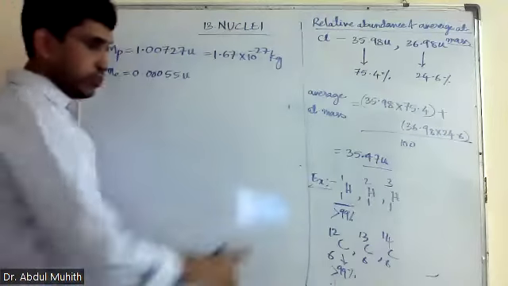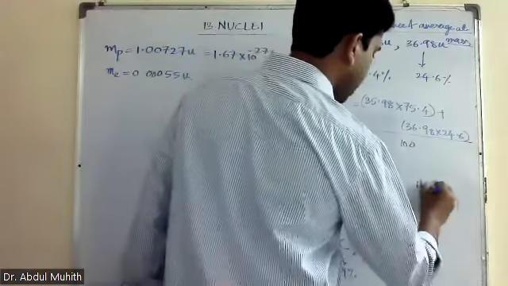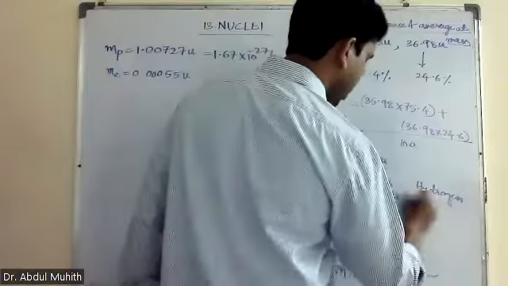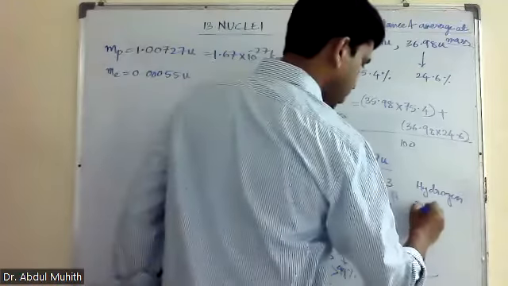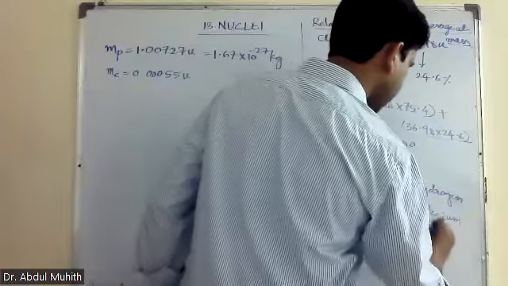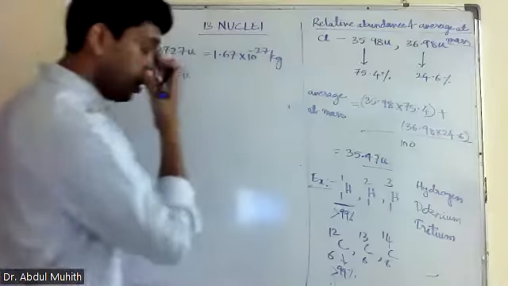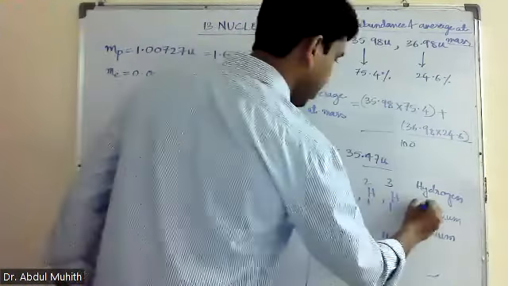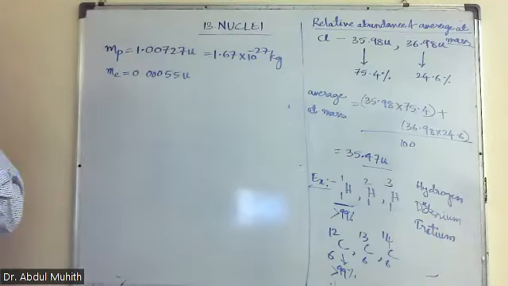1H1, 1H2, 1H3. This is known as hydrogen. These are the names. They can confuse you with the names also. Sometimes they will not give this one, they will only give this value. Hydrogen, deuterium, and tritium. And the mass of the electron is 0.0005 U.